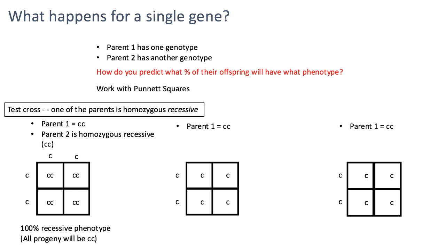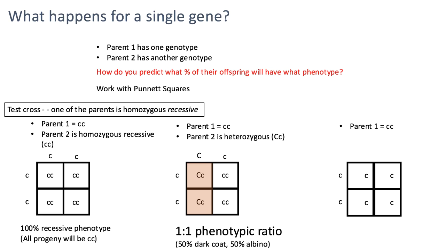Another test cross outcome would be that the homozygous recessive parent 1 is bred with a heterozygous parent 2, as is shown here. In this case, when you fill in the Punnett square, you can see that 50% of the progeny will also be heterozygotes, and 50% will be homozygous recessive. In our example here, that means half of the progeny are big C, little c, and will have the dominant dark coat color. Half the progeny will be little c, and have the recessive albino coat phenotype. This yields a characteristic 1-to-1 phenotypic ratio.